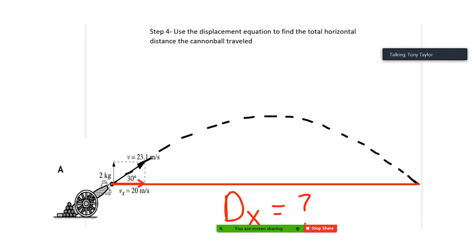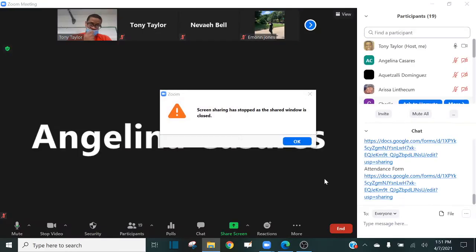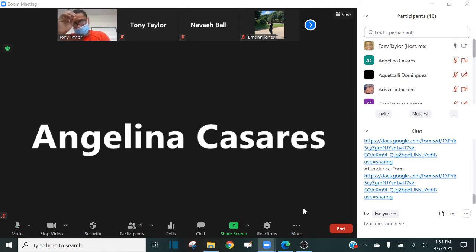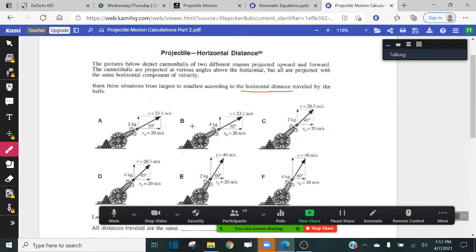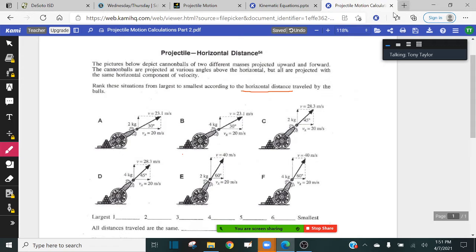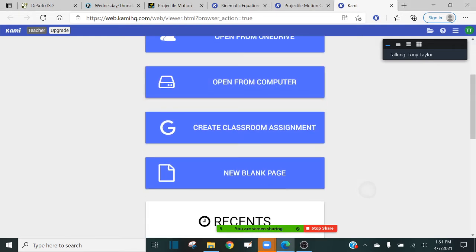And then lastly, for step 4, you're going to use the displacement equation to find the total horizontal distance the cannonball traveled. In other words, you're finding this distance in the x direction. That's ultimately what we're trying to find. So using those 4 steps, you guys should be good on how to solve these problems. That is the goal for today. Again, we're going to do situation A as a class together. Let me open up situation A in Kami so that we can annotate everything.